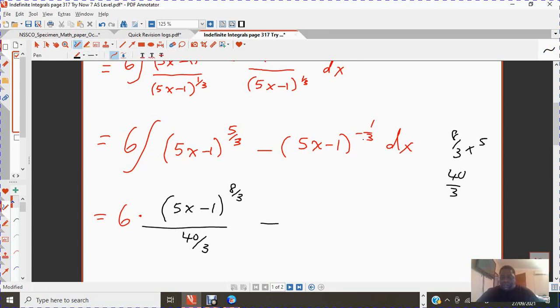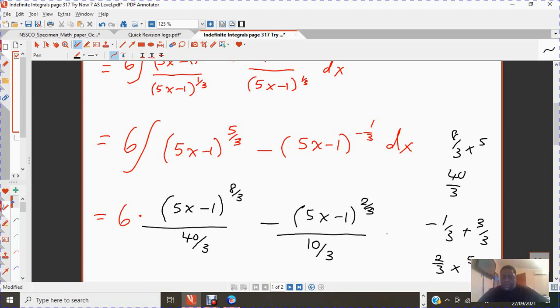And here again, we are going to add 1. If you add 1 to negative a third, it's the same as adding 3 over 3. So that becomes 5x minus 1 raised to the power of 2/3 now. And this is going to be all over that 2/3 that you have got as an answer. Now you must multiply it with the value of 5. So that gives you the value of 10 over 3, plus the constant of integration.